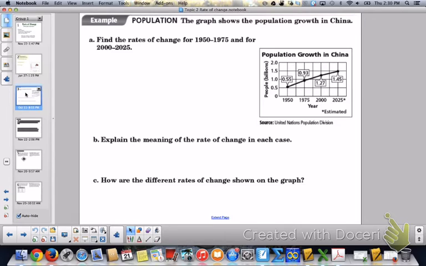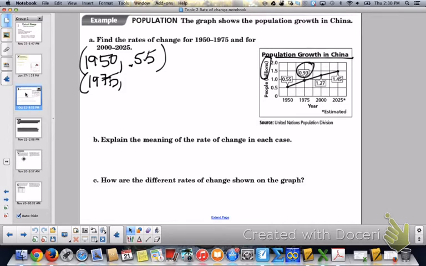All right, rates of change for 1950 to 1975 and for 2000 to 2025. So let's look at 1950. In 1950, the population in China was 0.55, and this is talking about billion, so 0.55 billion. And in 1975, the population was 0.93 billion. Okay, so the rate of change, we're going to talk about how much it changed. What is the difference here?